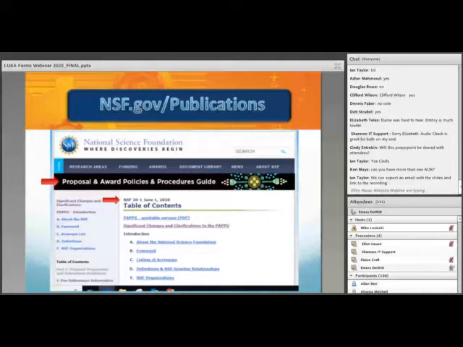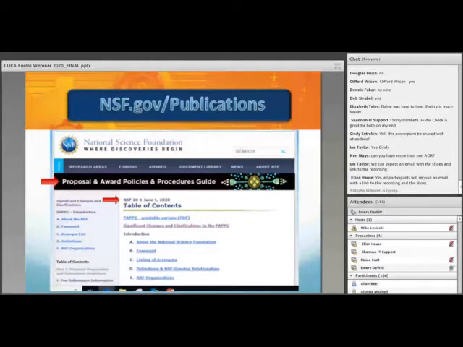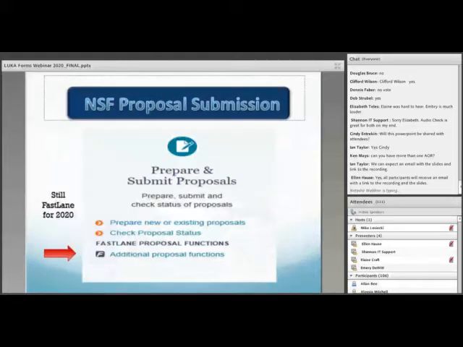You can sign up online to receive publications from NSF, and once you do, you'll be notified when important new NSF documents are published.